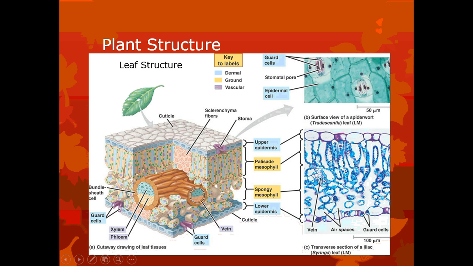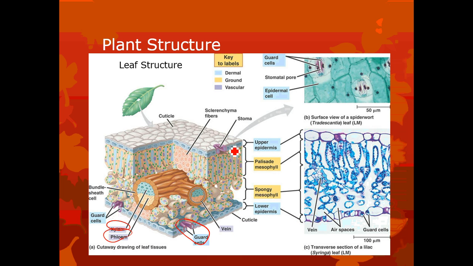So let's look at the structure of a plant. This is a leaf. If you take a cross section of a leaf, as thin as it looks, there's actually a lot of layers here. A couple of the things that are important for us: xylem and phloem, guard cells, and then the opening here.